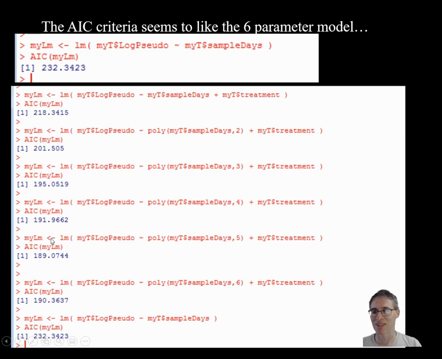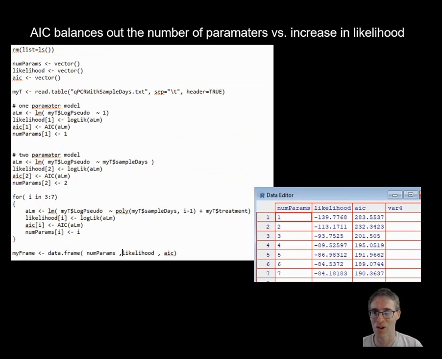So in comparing all of these models, the AIC says the 6-parameter model, which is the fifth order polynomial, did the best job of balancing out the likelihood versus the degrees of freedom, or versus the number of parameters in the model. I keep saying degrees of freedom versus number of parameters, but of course it's the same thing, right? So if you have 130 data points and 6 parameters, you have 124 degrees of freedom. So you can think of measuring the parameters as either, like, as you add parameters, you have a decrease in the degrees of freedom. So it's the same thing. It's just which way you want to say it.